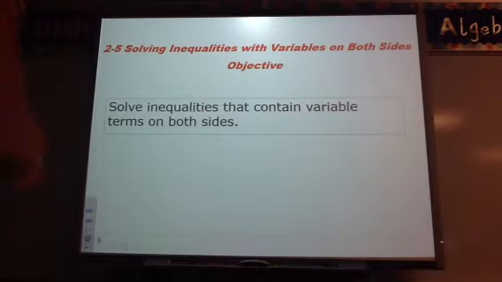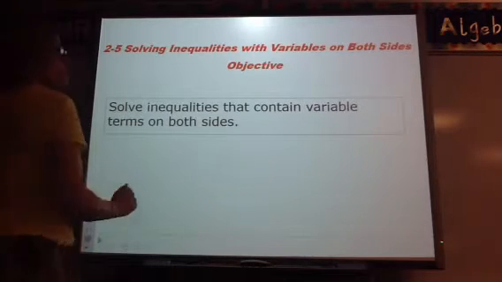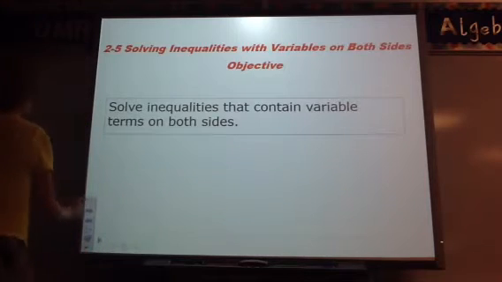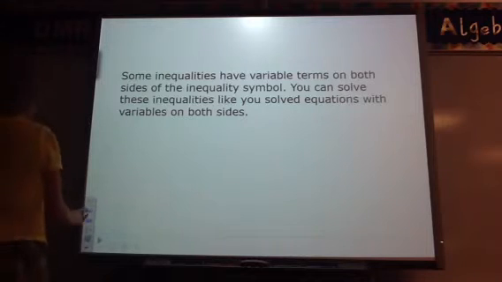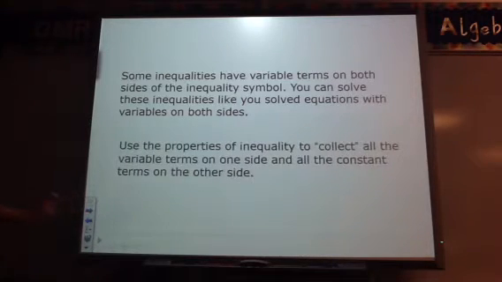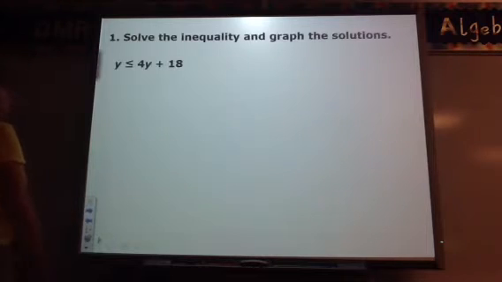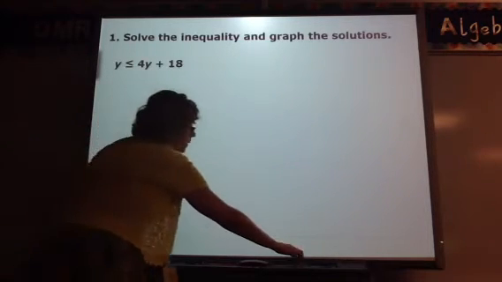Alright guys, today we're doing 2-5, solving inequalities with variables on both sides. You solve inequalities with variables on both sides just like you do equations with variables on both sides. Use the properties of inequality to collect all the variable terms on one side and then collect all the constant terms on the other side. Alright, so let's do some of this.